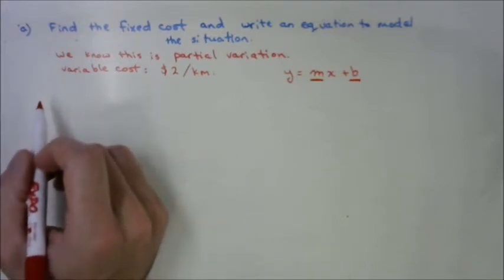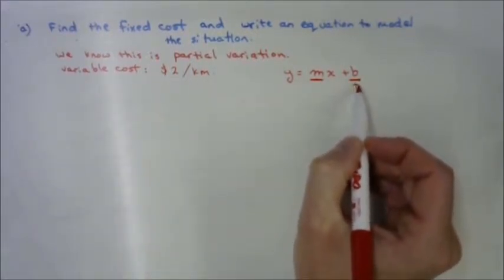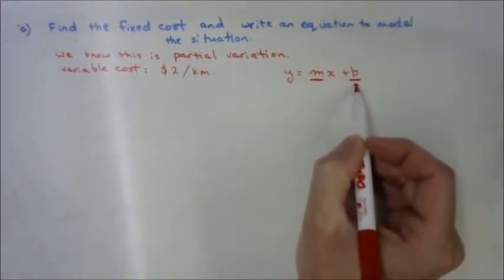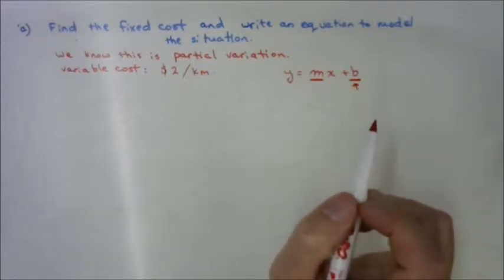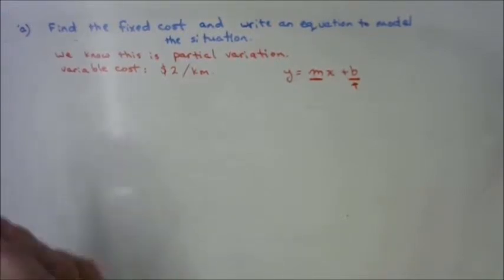Now, we are trying to find the fixed cost, but I don't know what the fixed cost is. But do I have other information that might be able to help me? 12 kilometers. I have how much it costs for her to get to work, and I have the distance of work. So let's make another little note here.